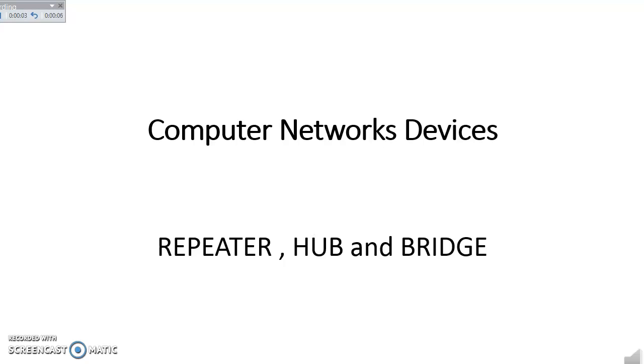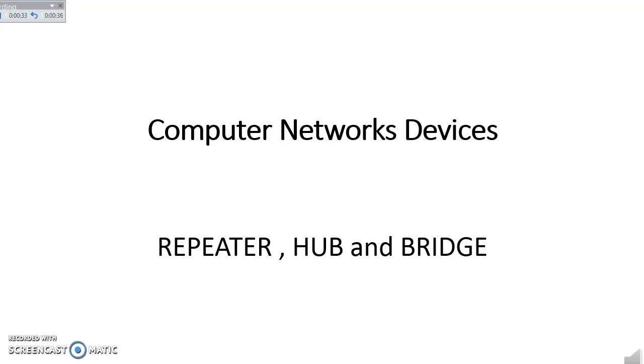In this session, we learn about computer network devices. What is a computer network? Multiple computers connected with each other is called a computer network. There are many devices used in a computer network: first is a repeater, hub, bridge, then switch, then router. Each device has a different task, purpose, or responsibility.